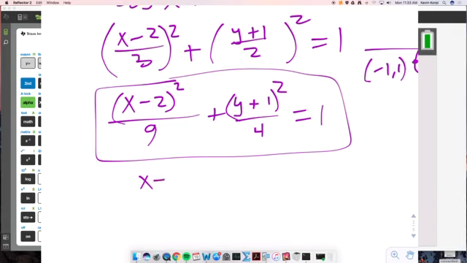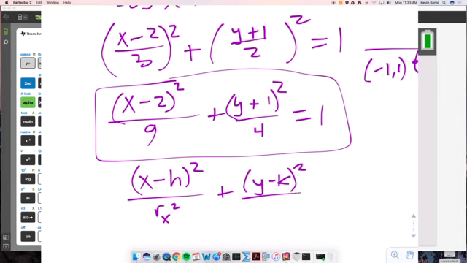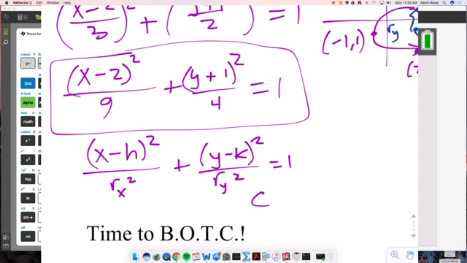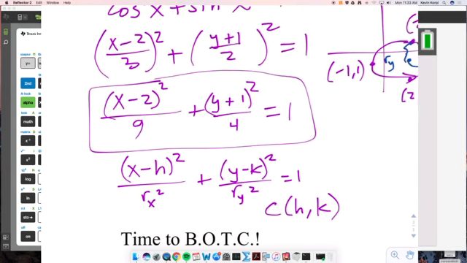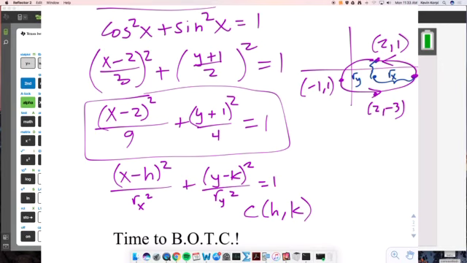It's (x minus h) squared over r sub x squared plus (y minus k) squared over r sub y squared equals 1. This is called the standard form for an ellipse. The center is always at (h, k), and of course the x radius squared is below the x squared term, and the y radius squared is below the y term. So look what we can get straight from that. It's x minus 2, y plus 1, so the center should be at (2, negative 1), and the x radius is 3 and the y radius is 2.